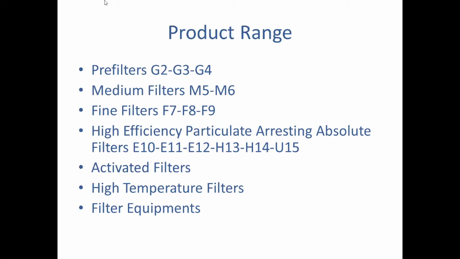For the M5 filters, we are talking about pocket filters, V-bank filters, and panel filters. With the glass fiber media, we can also make it with synthetic media. Then we have from E10 to U17, it's written U50, but we can also make up to U17 HEPA filters, in aluminum frame, galvanized frame, or MDF frame, which is called in your country wooden frame. Then we have activated carbon filters, high temperature filters, aluminum separators, high temperature aluminum separators.